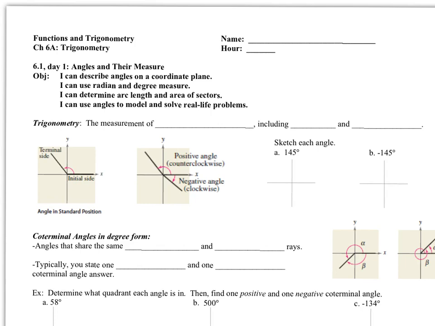Chapter 6 in Trigonometry is titled Trigonometry. In 6.1, we'll look at angles and their measures. Day 1 has us working with degrees. We'll look at describing angles on a coordinate plane, eventually work with both radian and degree measure. We'll calculate arc length and area for sectors, and then we'll use angles to model and solve real-life problems.